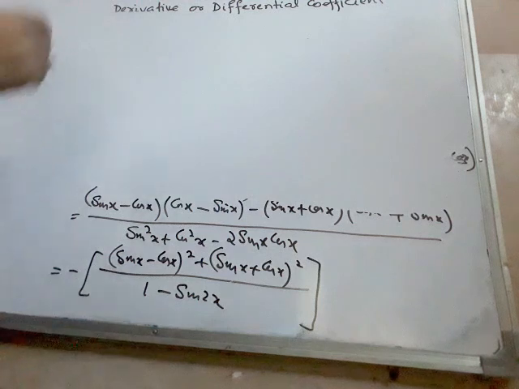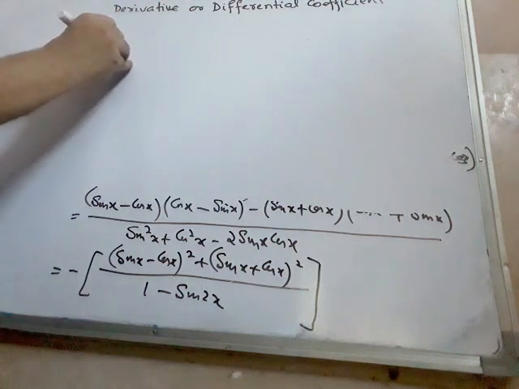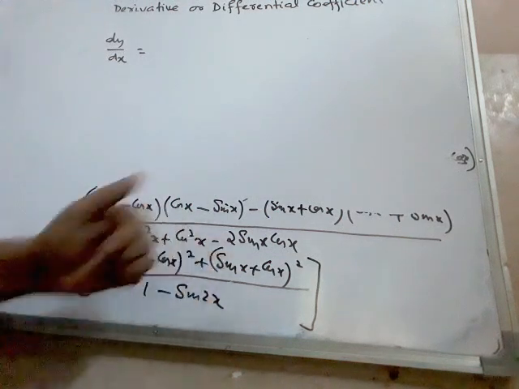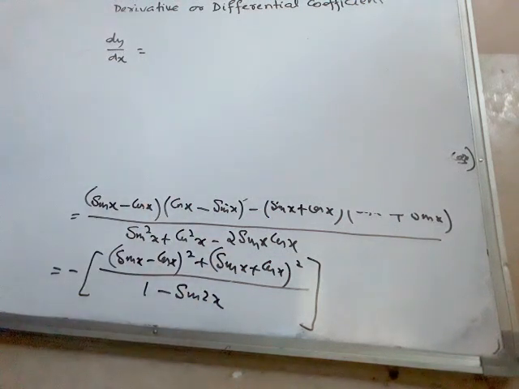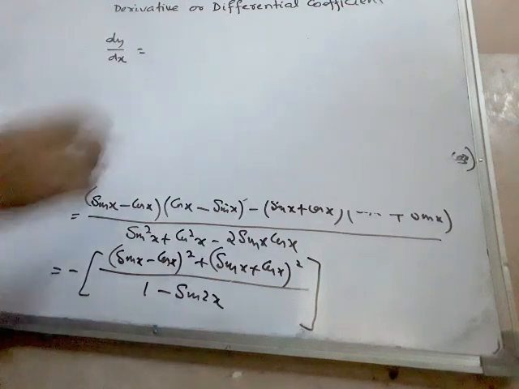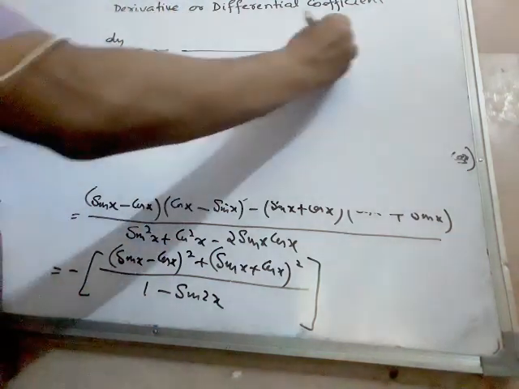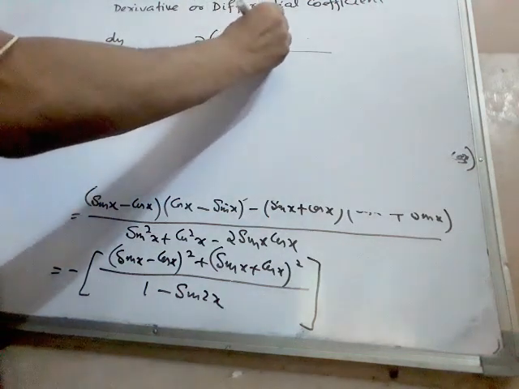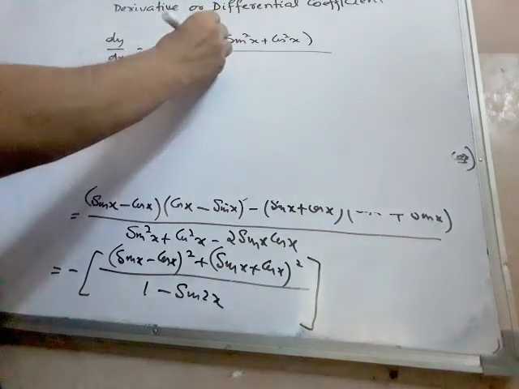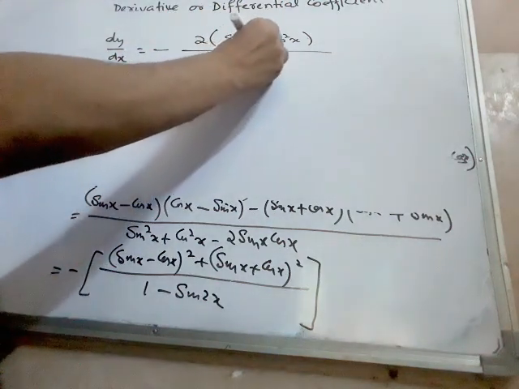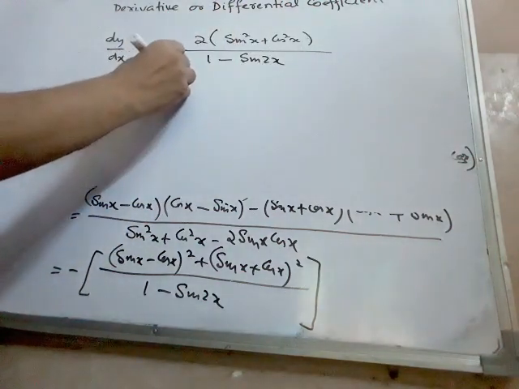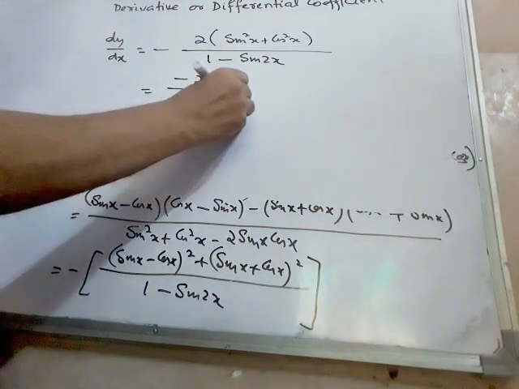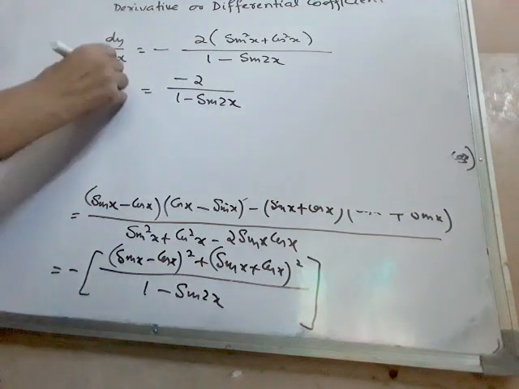So finally dy by dx will be equal to minus of (a minus b) whole square plus (a plus b) whole square. What is the formula? (a plus b) whole square plus (a minus b) whole square is 2 times (sin square x plus cos square x), divided by 1 minus sin 2x. So therefore, minus 2 divided by 1 minus sin 2x. So this is the answer.